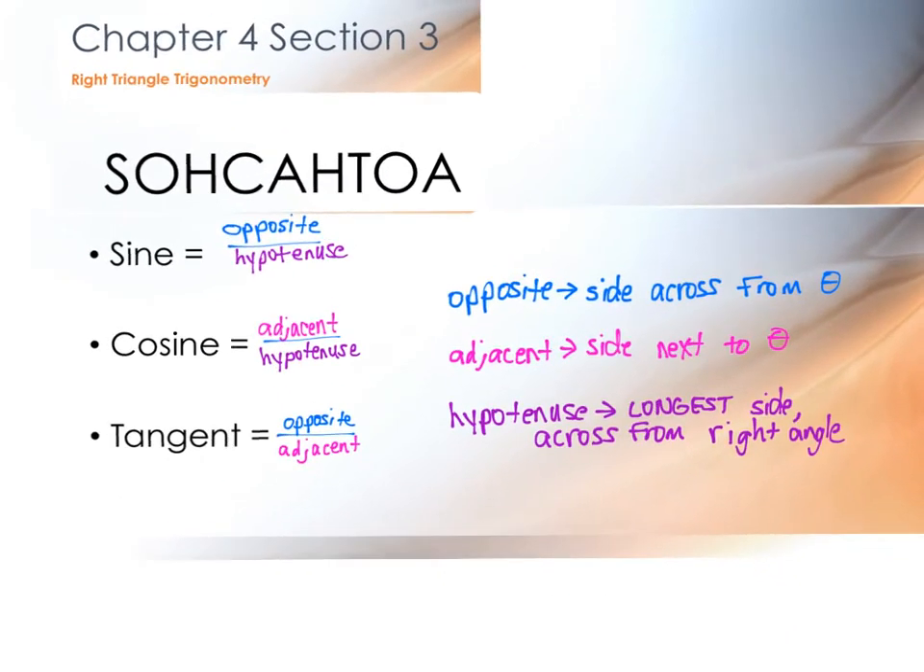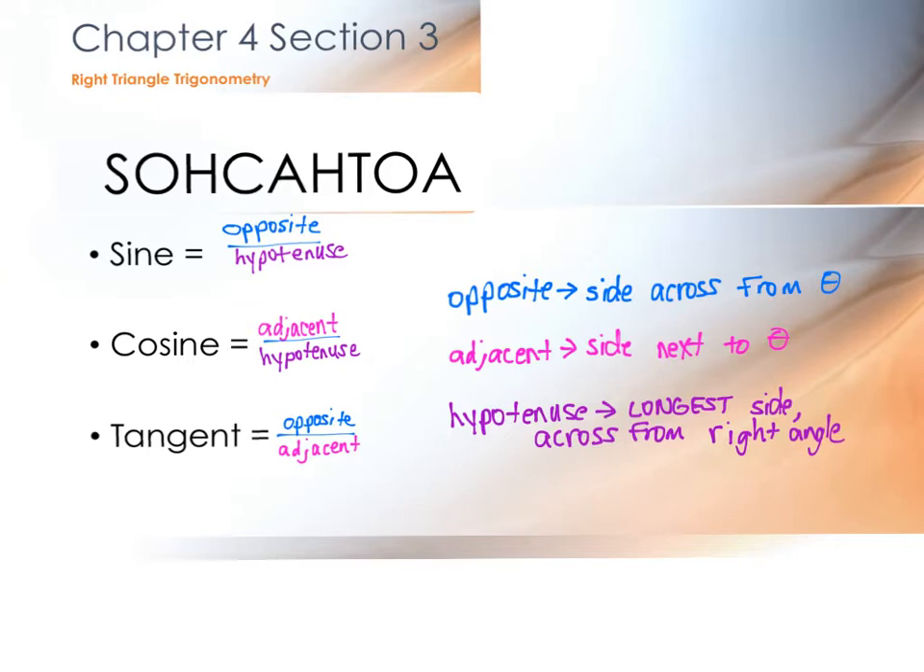Opposite is the side across from the theta. If you don't know that, I'll draw a picture in a second. Adjacent is the side next to theta. And your hypotenuse is the longest side across the right angle. If you know two sides of a right triangle, and you have to find the third one, what's that theorem that we use? A squared plus b squared equals c squared.